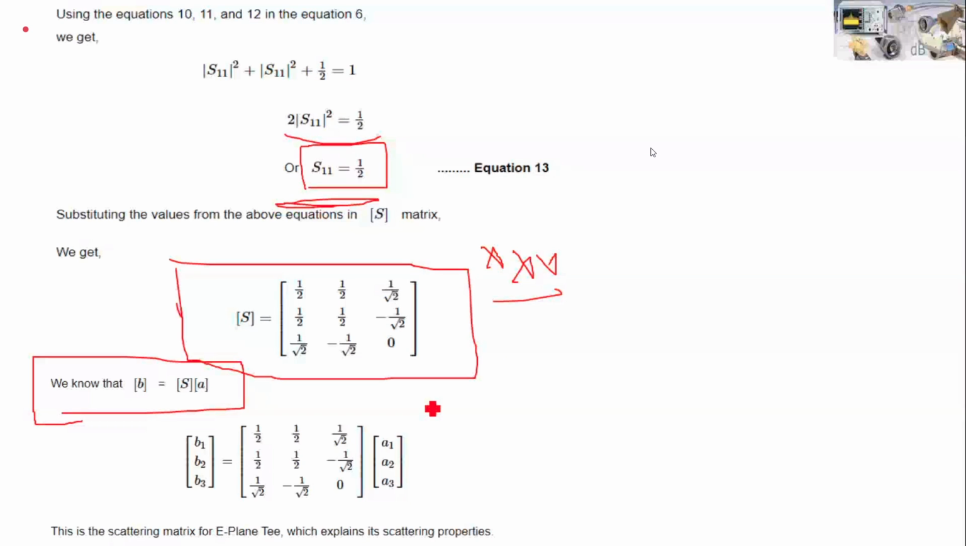For example, what is the S parameter matrix of an E-plane T, and this derivation is very important. Generally if you see GATE questions based on this matrix, they have asked 2 marks questions, direct 2 marks questions in 2010, 2013, 2016, 2008. All these 2 marks direct questions are there based on this. In 1 mark questions in 2011, 2014, they have asked directly the S parameter matrix of an E-plane T. So this is very important.